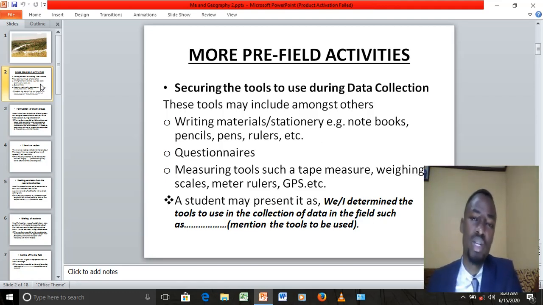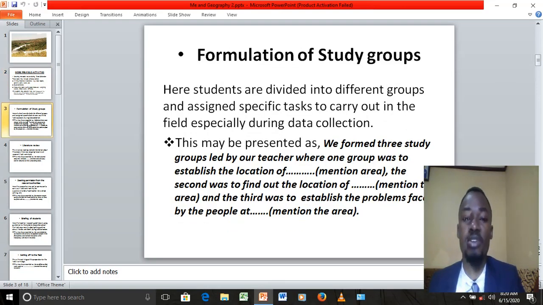So as a student, in an exam, how do you note such an activity? You say we, if you went as a group, or I, if you went as an individual, determined the tools to use during the collection of data in the field, such as. When you say such as, you now bring in what you used to collect that information in the field.